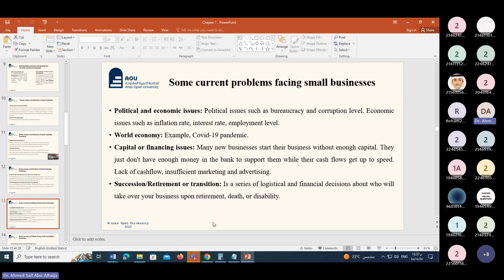Alhamdulillah, we don't have this thing here. Everything is organized, everything is well planned and executed. Alhamdulillah. Number two, the world economy. Who can forget the example of the COVID-19 pandemic and how it affected the whole world's stores? So yes, it affects us. The world economy. Number three, capital or financing issues.